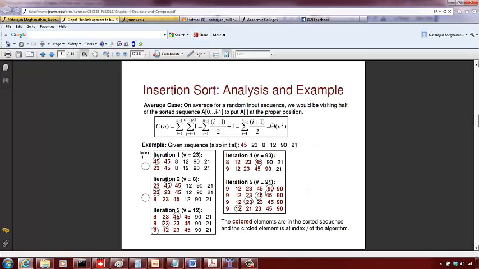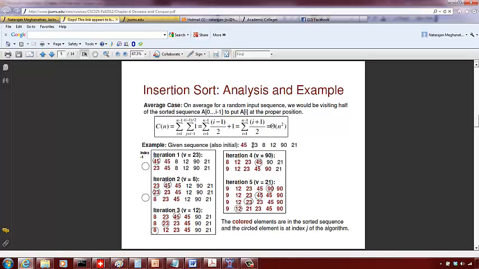Now let's go to this example. We want to sort this array. To start with, the first element is sorted by itself, so this is the sorted portion, and this is the unsorted portion from which we want to pick up an element and move it to the sorted portion. So we start with 23, and we want to see where 23 can fit in.